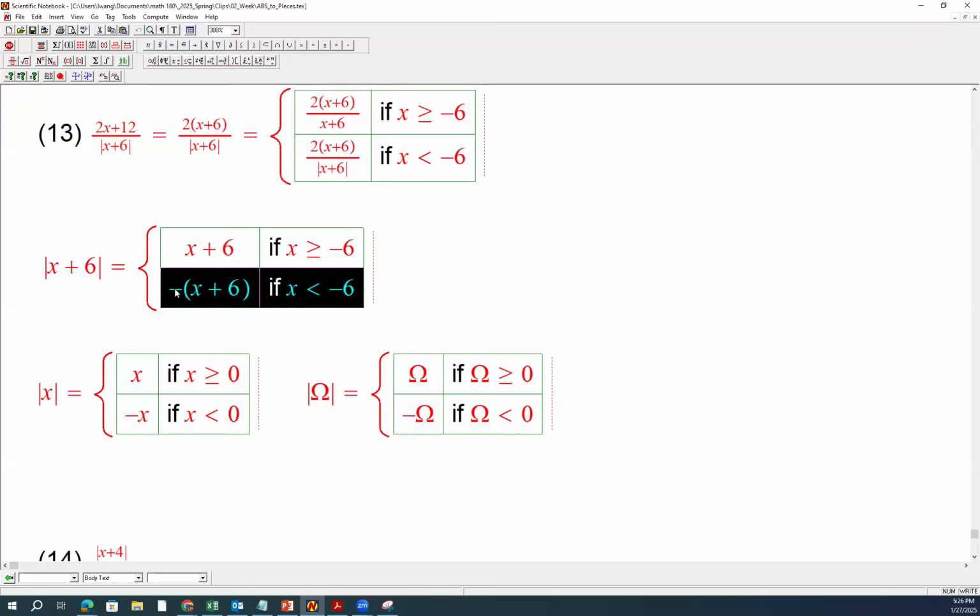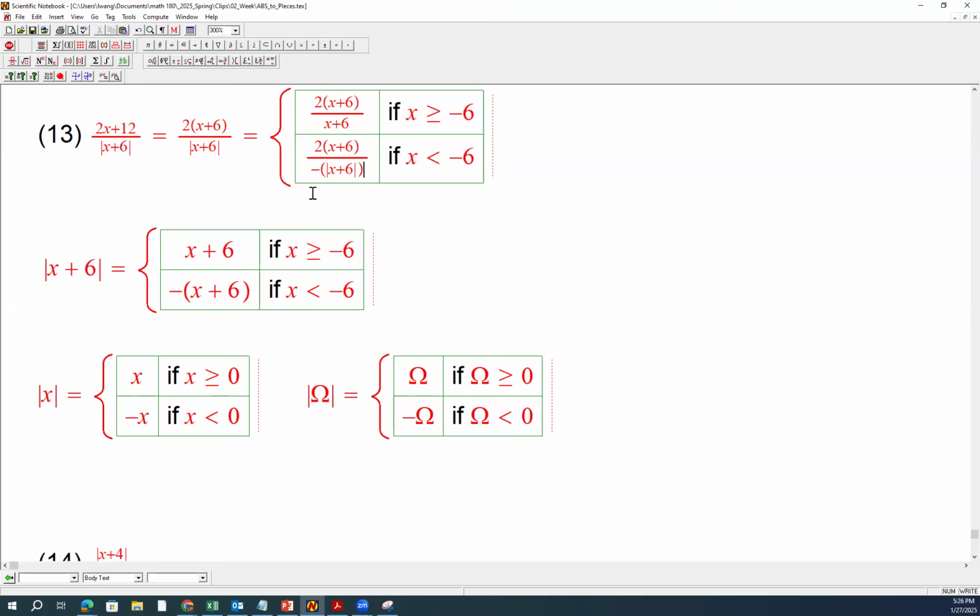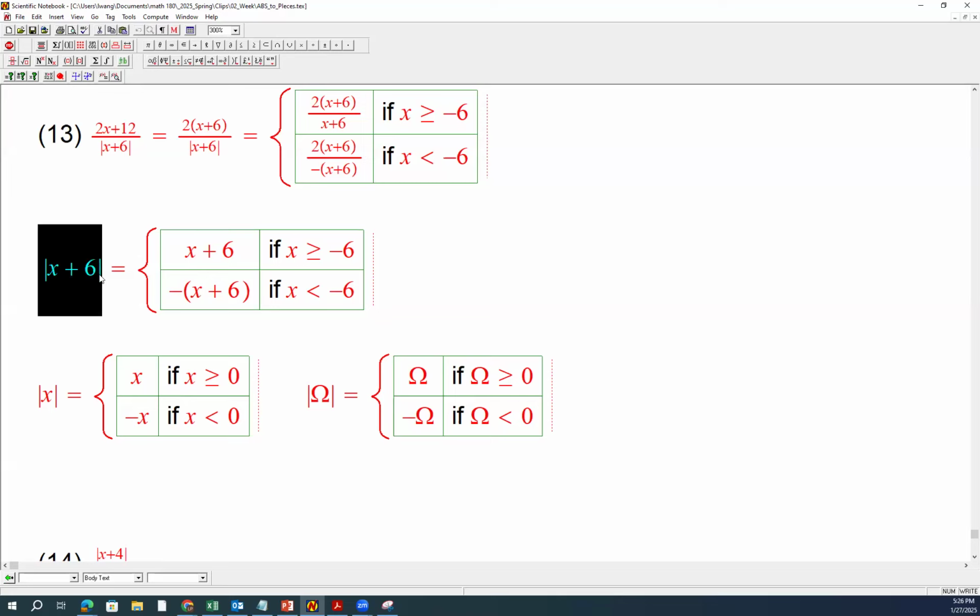In the second situation, this one is negative parentheses, and we drop the absolute value. You can see the numerator stays, no change. Denominator, the absolute value of x plus 6 has to have 2 pieces. So we take care of those 2 pieces.